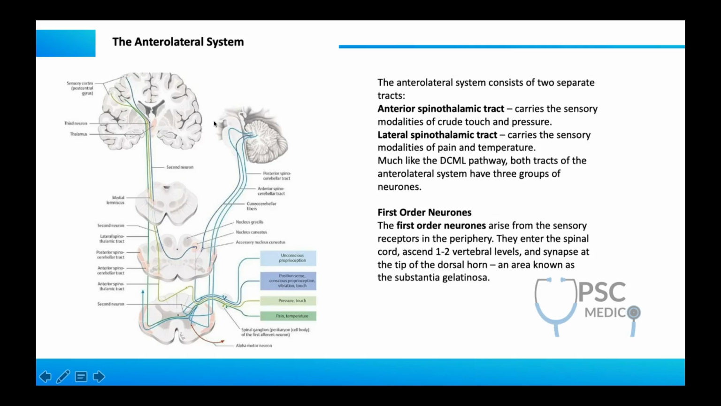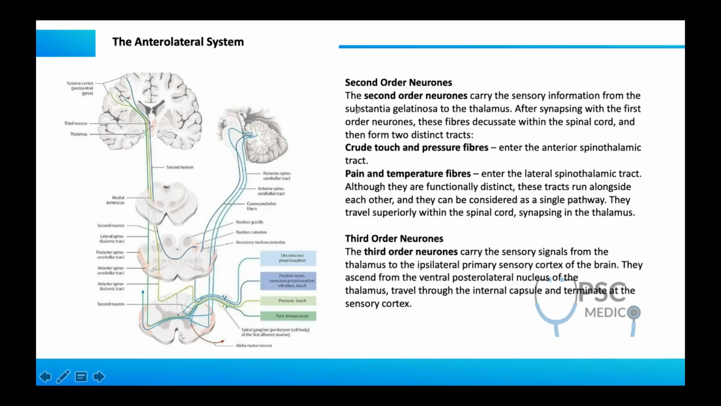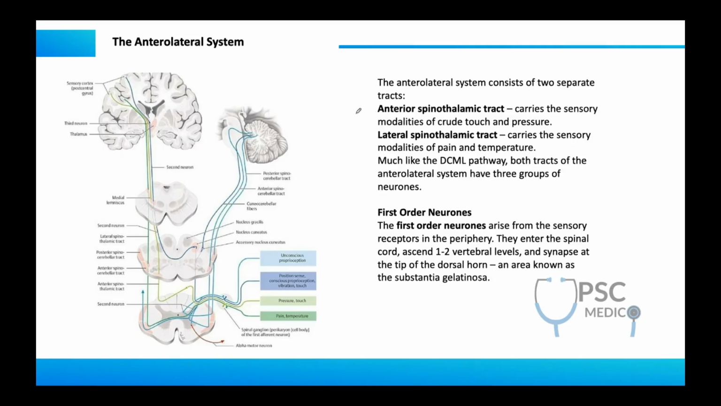Let us look at the anterolateral system, which is important again. The anterolateral system consists of two things. Its common name is spinothalamic. It travels in the spinal cord and from there reaches the thalamus, so we call it the spinothalamic tract. The same spinothalamic tract is divided into an anterior spinothalamic and a lateral spinothalamic tract. Similar to the dorsal column medial lemniscus pathway, it also has three orders of neurons.